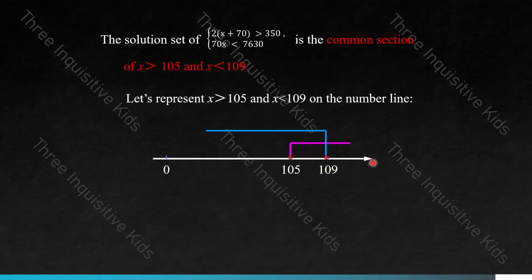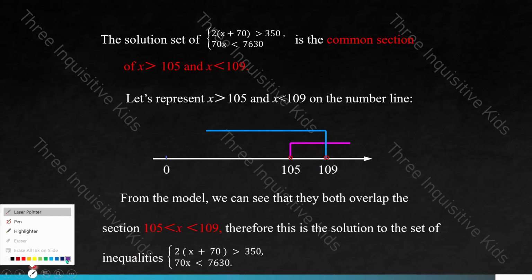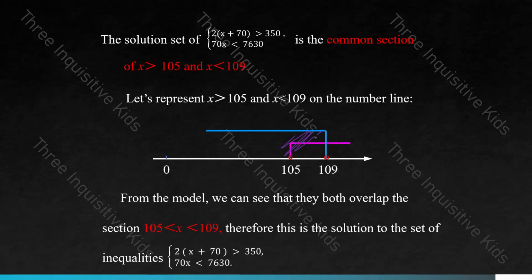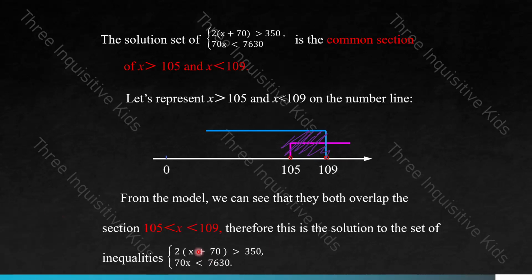The part where they overlap would be their common section. So from the model, we can see that they both overlap the section where 105 is less than x and x is less than 109. Therefore, this common shaded area right here, let me just shade it in so it's easier to see. This area right here would be the solution to the set of inequalities that we have from the problem.